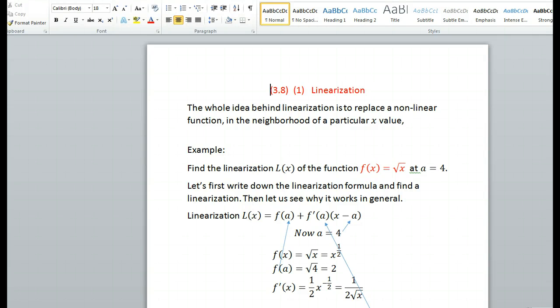Hi, this is my prep video or the flip video on 3.81, which is linearization. Now this is a brand new concept, but it's kind of related to what we have done before. Let's understand the whole idea. The whole idea behind linearization is to replace a non-linear function with a linear function.